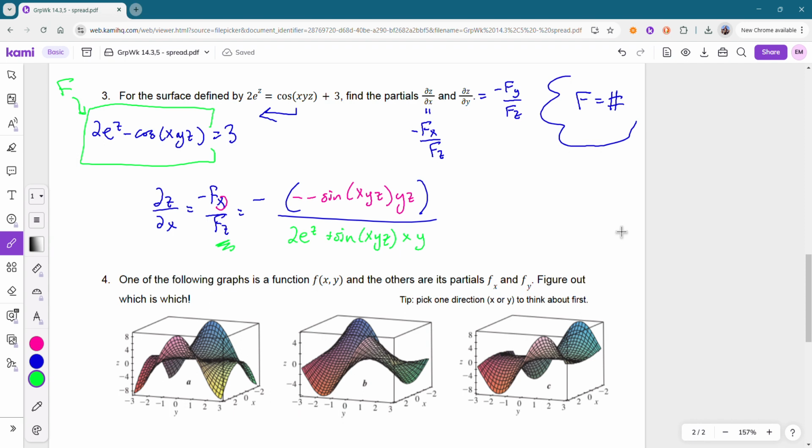And so up top, those two negatives will turn into a big plus, but we still have the negative there. And so it'll be a negative sign upstairs, and then the green stuff downstairs. Our other computation for del z, del y goes similarly.